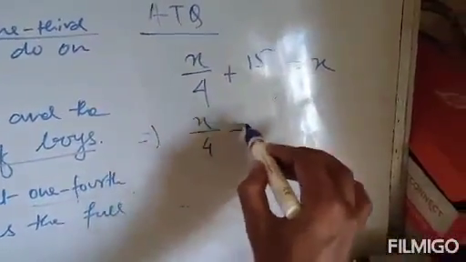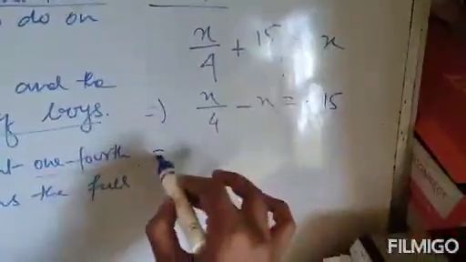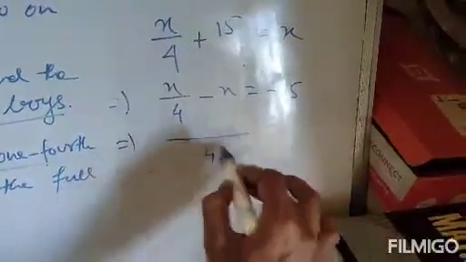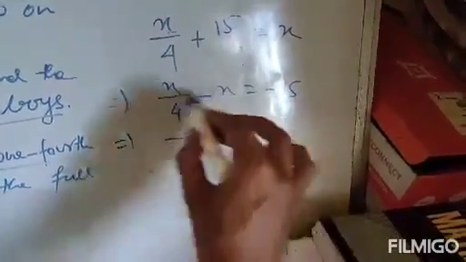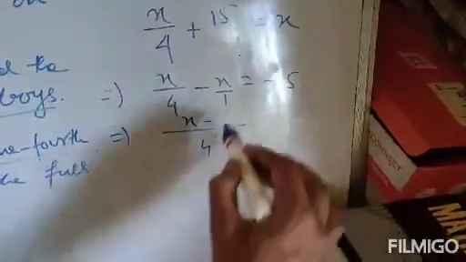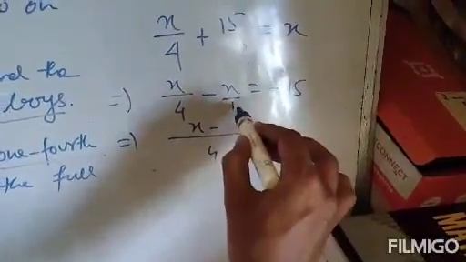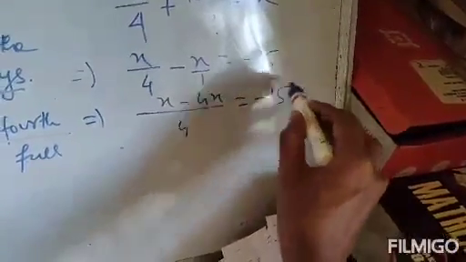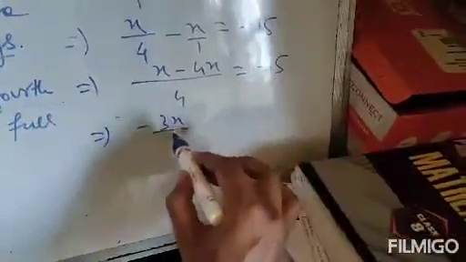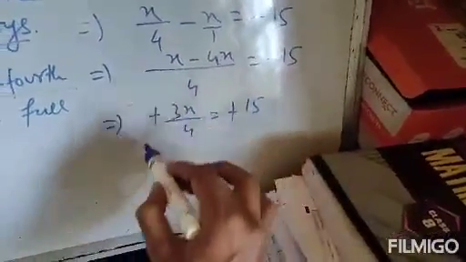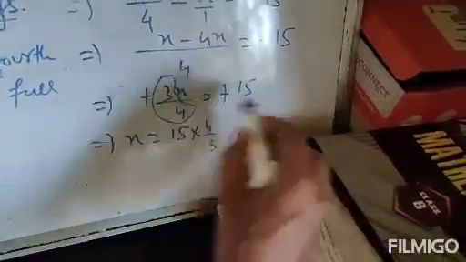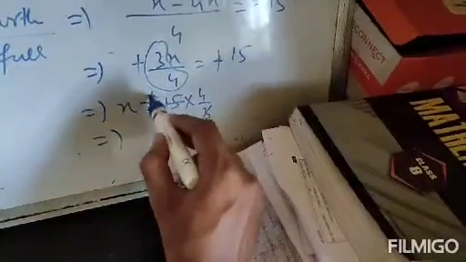So x by 4 minus x, it will be minus 15. X will be moved to this side. LCM is 4. Now 4 divided by 4, that is LCM is to be divided by the denominator. So quotient is 1 into x, that means x minus, here consider it as 1. So LCM 4 divided by 1, quotient will be 4. So 4 into x, that is 4x, equal to minus 15. That means minus 3x by 4 equal to minus 15. So minus will cancel. So x will be 15 into 4 by 3, because this will be reciprocal. That means 3 5s are 15. So x means 20. So total length of journey is 20 kilometer.